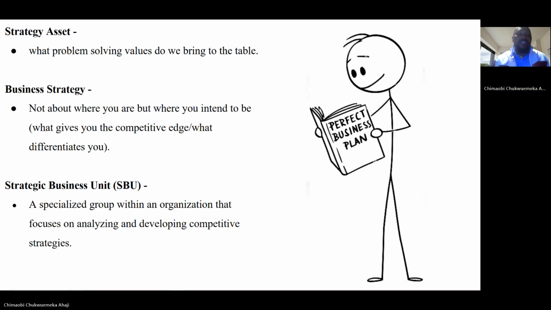Now, strategic business units, which could be defined as a small or specialized group in an organization that is focused on analyzing problems, developing solutions, and increasing competitive strategies. A clear example is when Steve Jobs created a team in Apple to be able to think tank and bring ideas of new products like the iMac, the iPhone, and diverse products that were able to differentiate Apple in the market from other products.